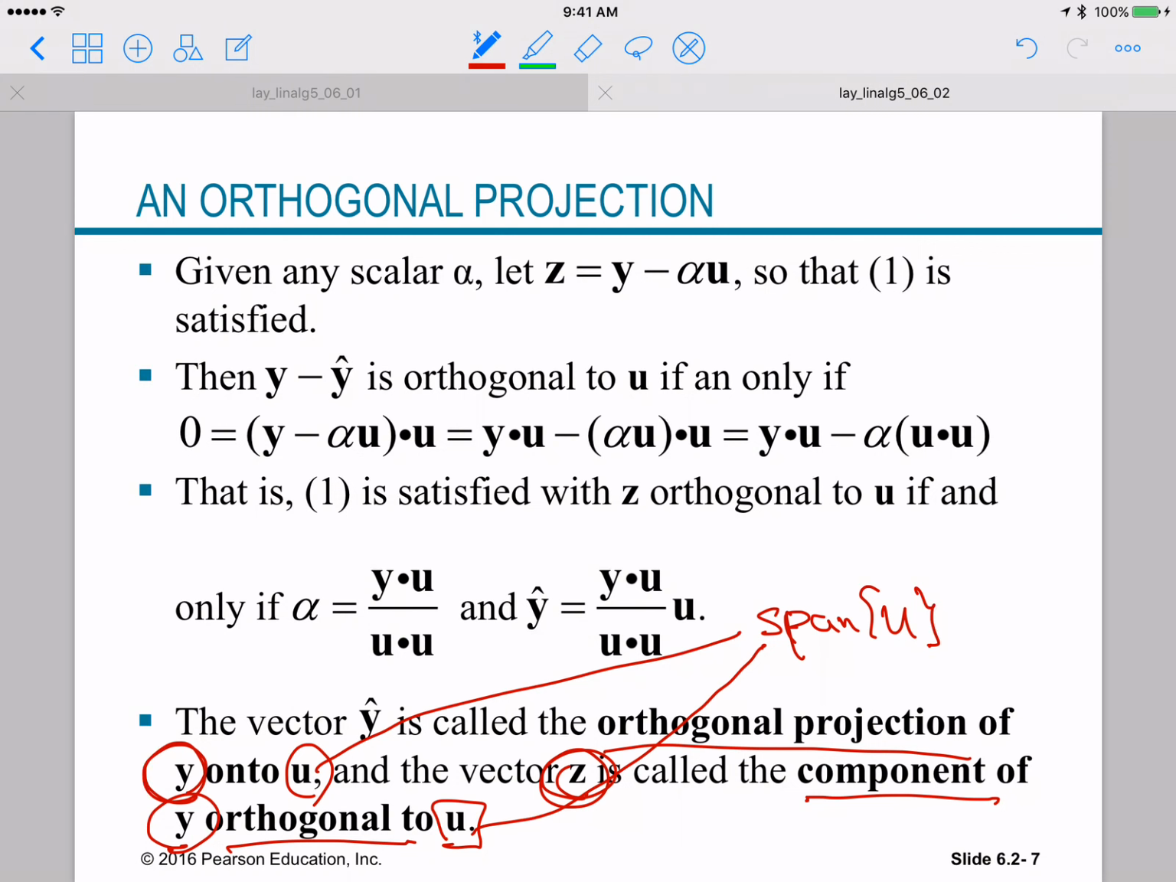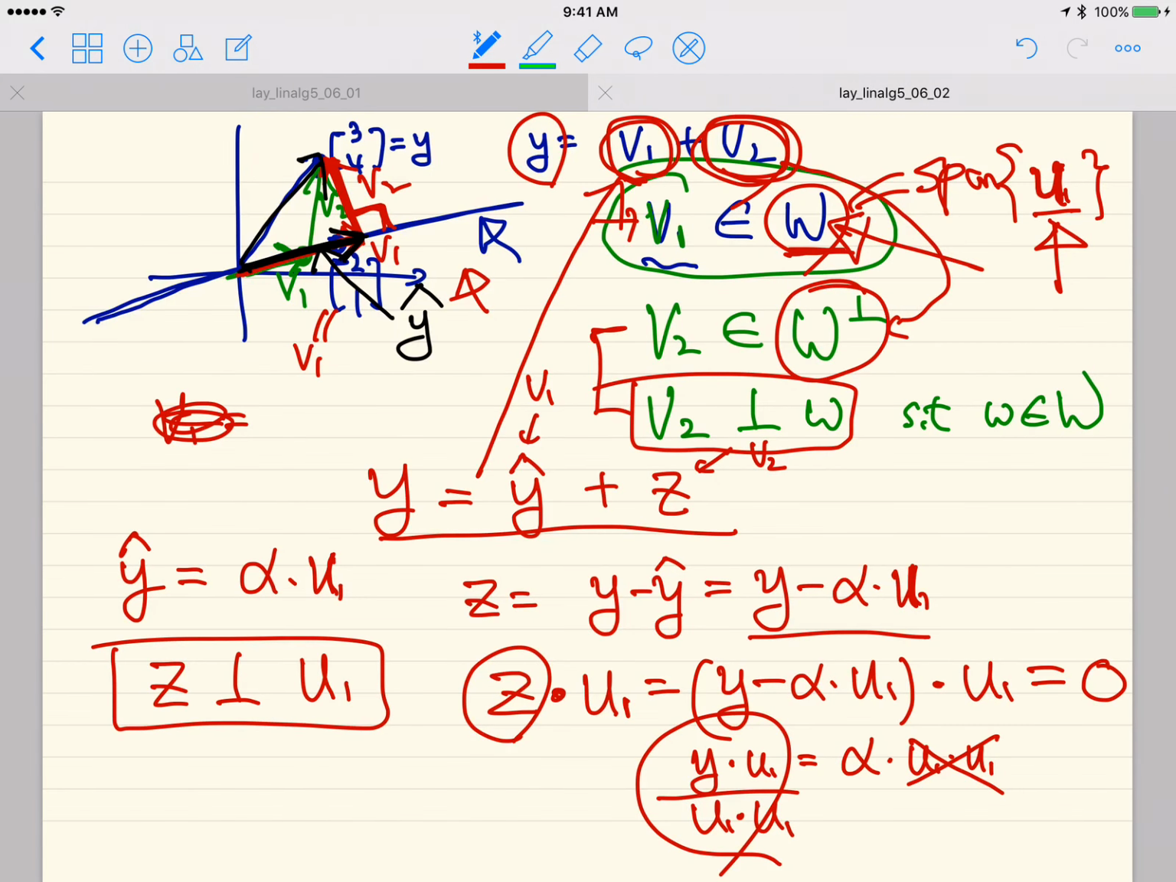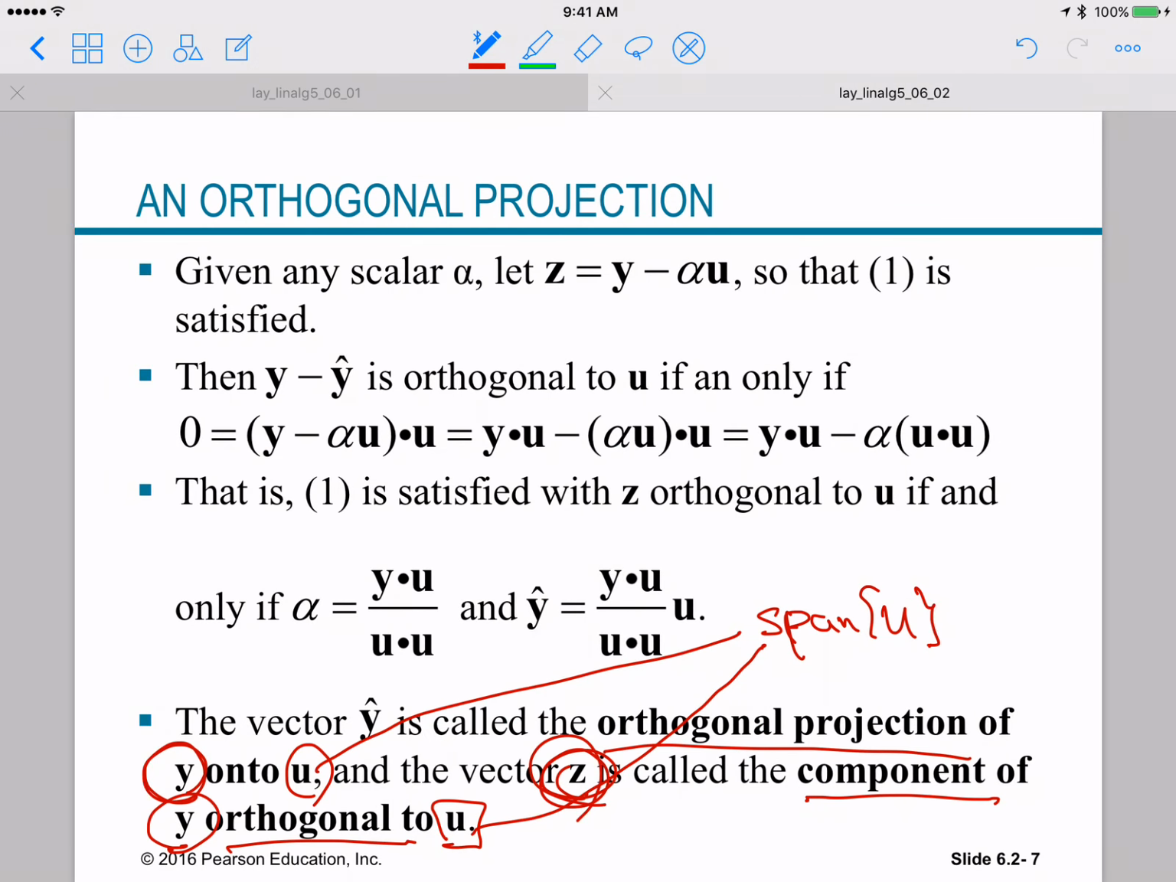So again, we decomposed one vector into two different components, where these two components are added to form your original vector. One component is completely inside of the span, and the other one is completely orthogonal to your subspace. So this c is called the second component, one of the two components of the original vector y that is orthogonal to your subspace.